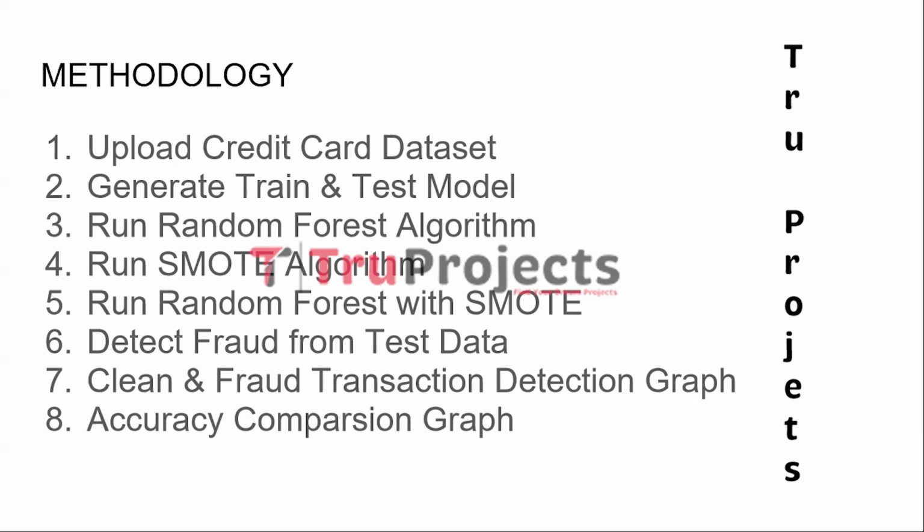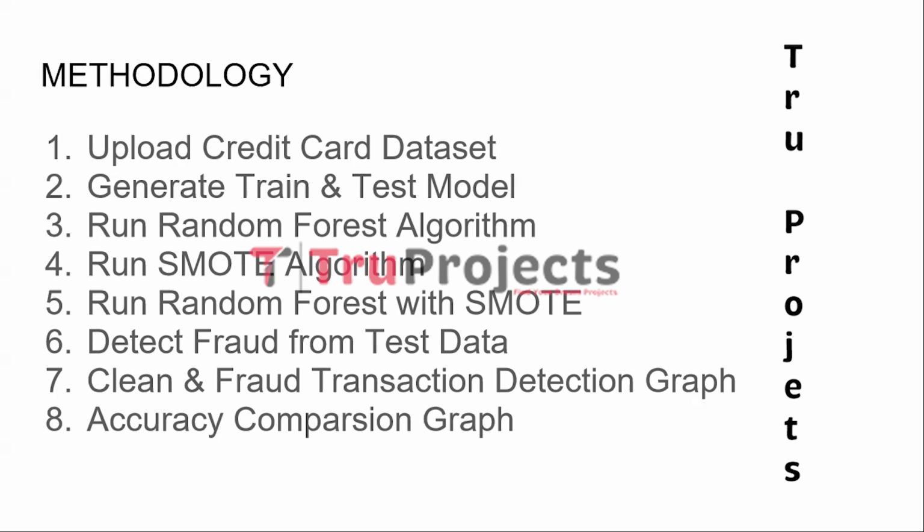The fourth module is run SMOTE algorithm, that is Synthetic Minority Oversampling Technique. It is an oversampling technique used to address the class imbalance in the dataset. In this module, this algorithm is executed on the training dataset and generates synthetic samples for the minority class, that is fraudulent transactions, by interpolating new data points between the existing minority samples. This helps to balance the class distribution and improve the performance of the fraud detection model.